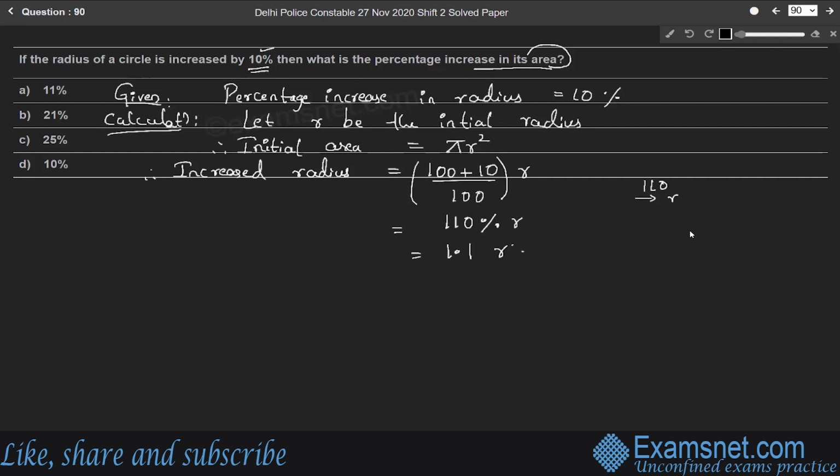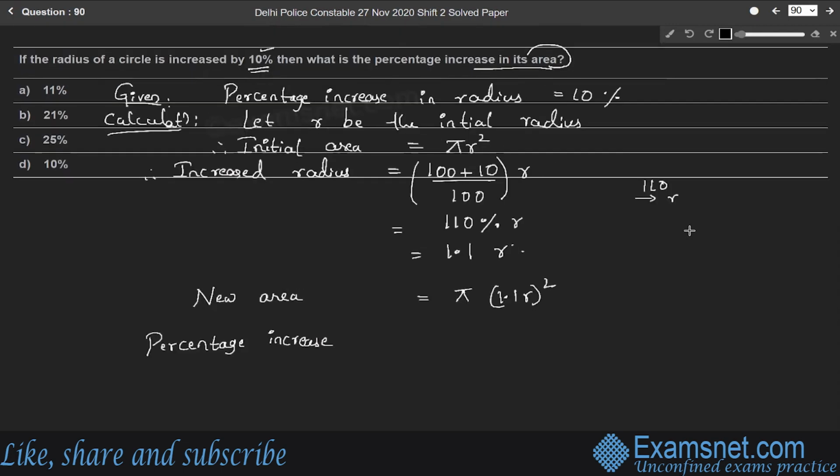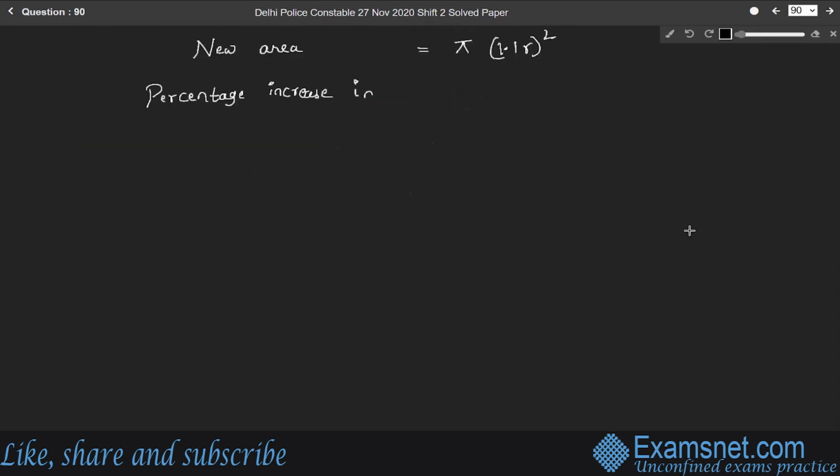So this is the increased radius, then the increased area or new area. The new area of the circle becomes pi into 1.1 r the whole square. Right? Now the percentage increase. Percentage increase according to the question. So what is the percentage increase in its area? So the percentage increase in the area of the circle.